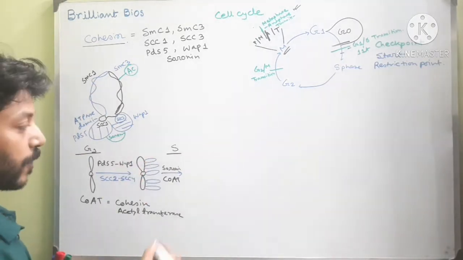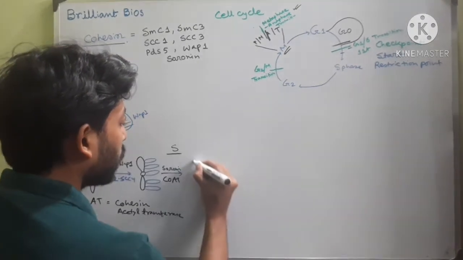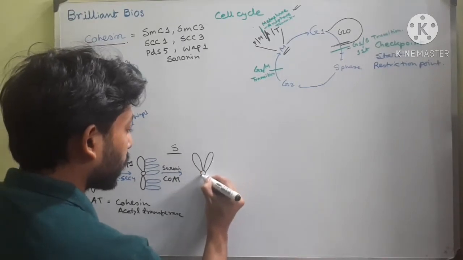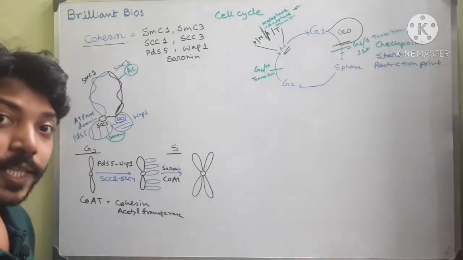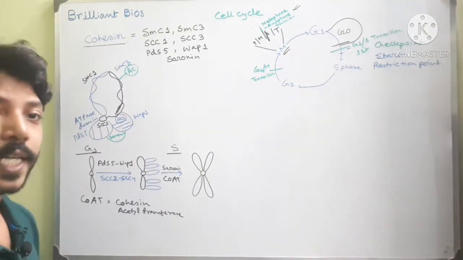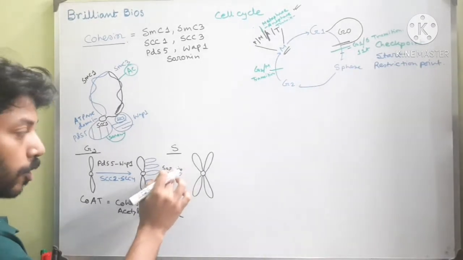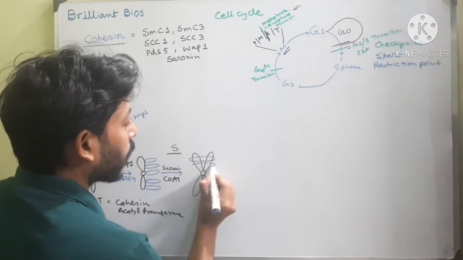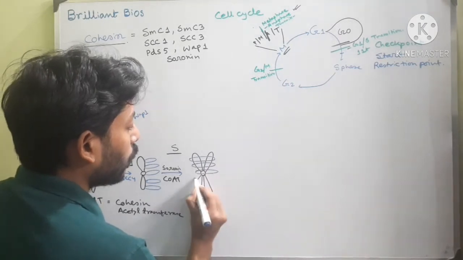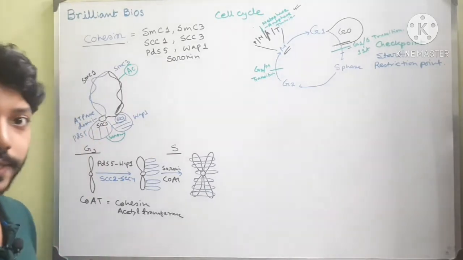And in the S phase, what happens? DNA replication occurs. That means the chromosome becomes two sister chromatids. And during this phase, this cohesin actually gets the cohesive activity. By the help of sororin and ESCO, it actually wraps around the sister chromatids so that the sister chromatids adhere with each other.